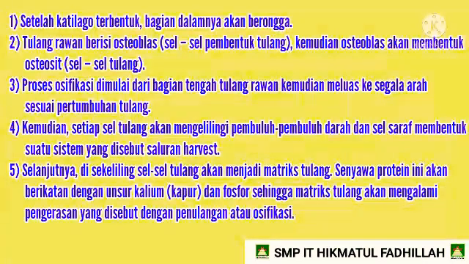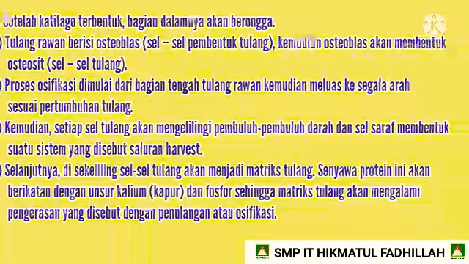The process of ossification starts from the center of the cartilage and then extends in all directions according to the bone growth. Then, each bone cell will surround the blood vessels and nerve cells, forming a system called the Haversian canal. Next, around the bone cells will be the bone matrix. This protein compound will bind to the elements of calcium and phosphorus so that the bone matrix hardens, which is called ossification.